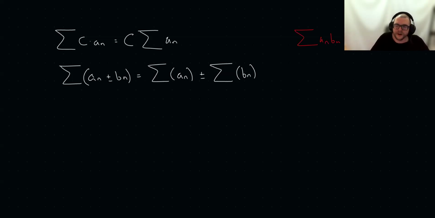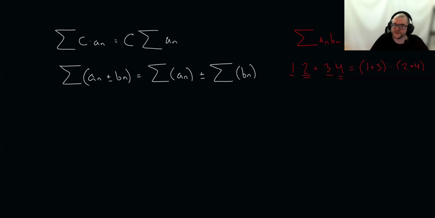Sums are just generalizations of addition. So if you even thought that was true, it would be like saying if I had 1 times 2 plus 3 times 4, that would be equal to the sum of the first guys, 1 plus 3, times the sum of the second guys, 2 plus 4.